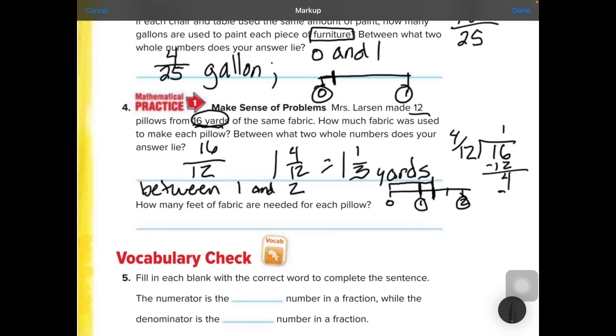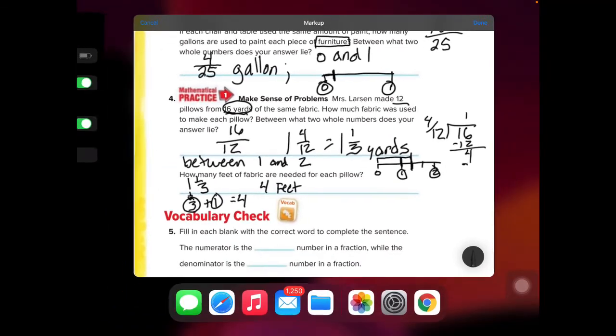How many feet of fabric are needed for each pillow? Ooh, brainiac. So 1 1/3 of a yard. Now think about it. 1 yard has 3 feet in it. So this right here translates to 3 feet right there. And 1/3 of a yard, if you look at the yardstick, it's divided into 3 feet. So 1/3 of that is going to be 1 more foot. So then we have 3 plus 1 equals 4 total feet. So 4 feet of fabric is needed for each pillow.